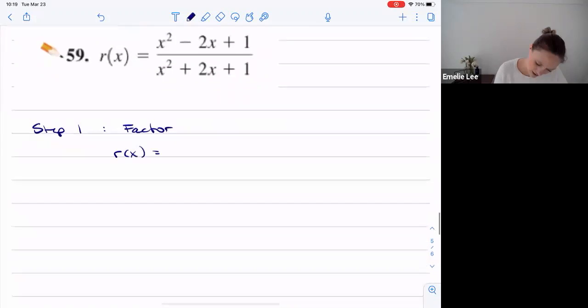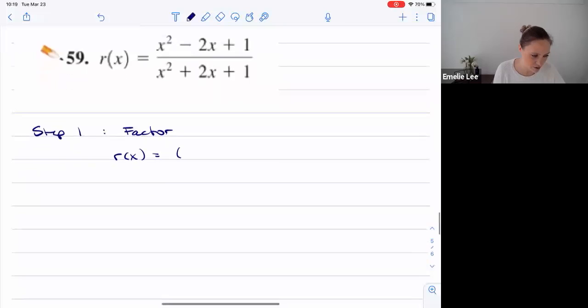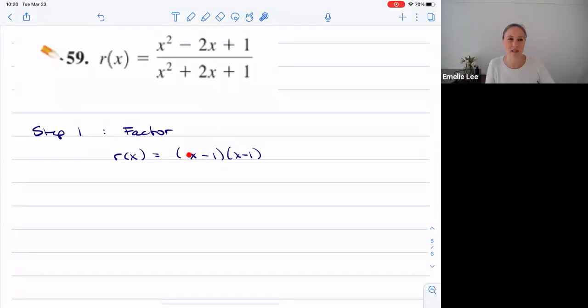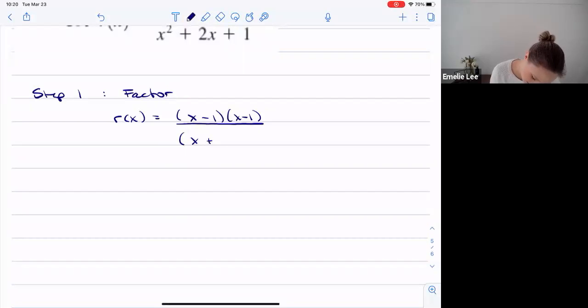So R of x is, now for these little guys, you can use the quadratic formula if you want, right? It's a quadratic, you'll be able to find it, or it has to add to -2 and multiply to +1. So I'm gonna just go out on a limb here and say that that's x minus 1 times x minus 1. And just make sure x times x is x squared, okay? Minus x, that's minus 2x, and then -1 times -1 is +1. So, okay, works out. And then for the denominator, again, it has to add to +2 and multiply to +1. So let's just try x plus 1 times x plus 1. Okay. You can check it, but it works out.